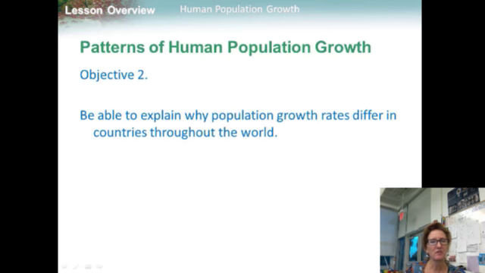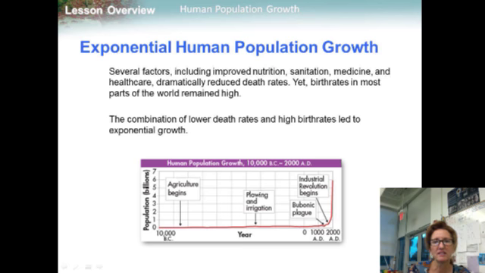Objective 2. So why do human population growth rates differ among countries? Scientists have identified several social and economic factors that affect human population growth. Birth rates, death rates, and the age structure of the population help predict why some countries have high growth rates while other countries grow more slowly.